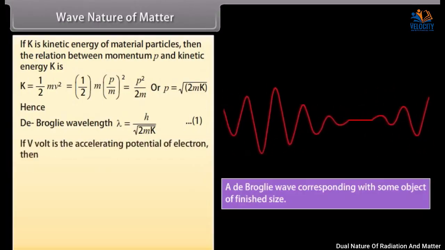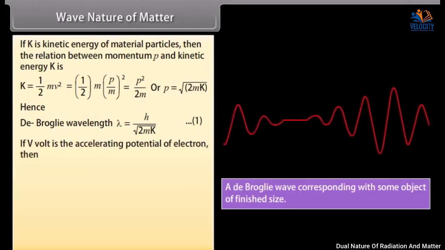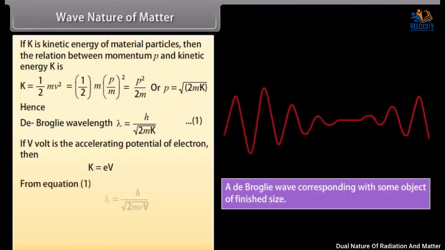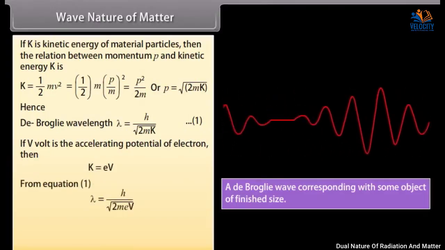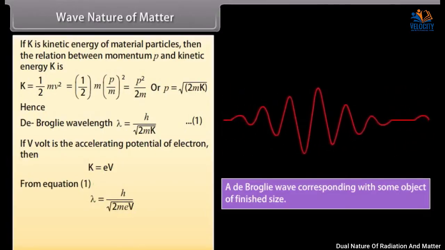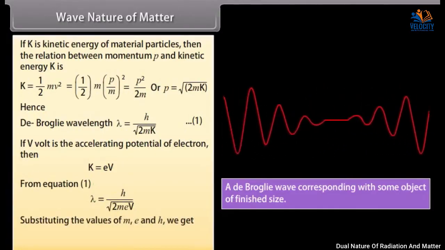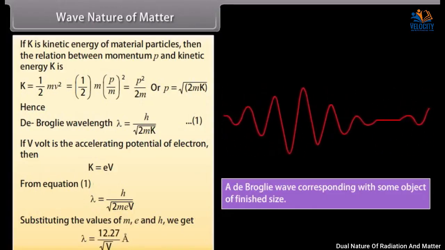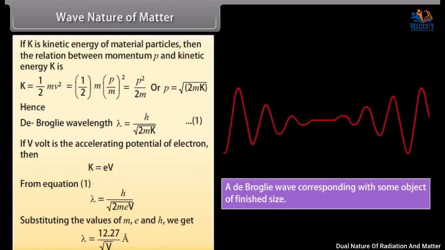If V volt is the accelerating potential of an electron, then K equals eV. From equation 1, lambda equals h by square root of 2meV. Substituting the values of m, e and h, we get lambda as 12.27 by square root of V angstrom.